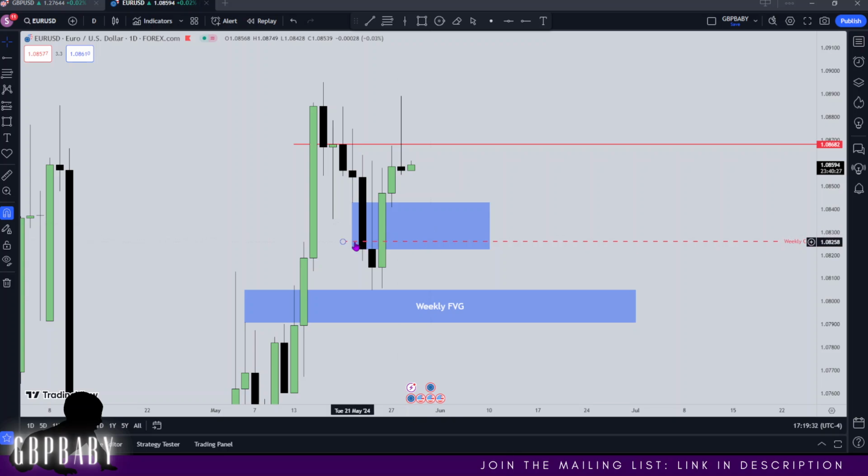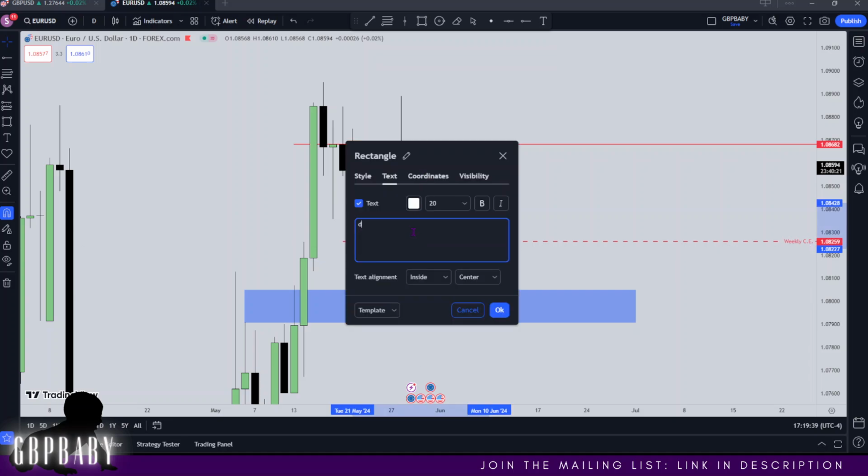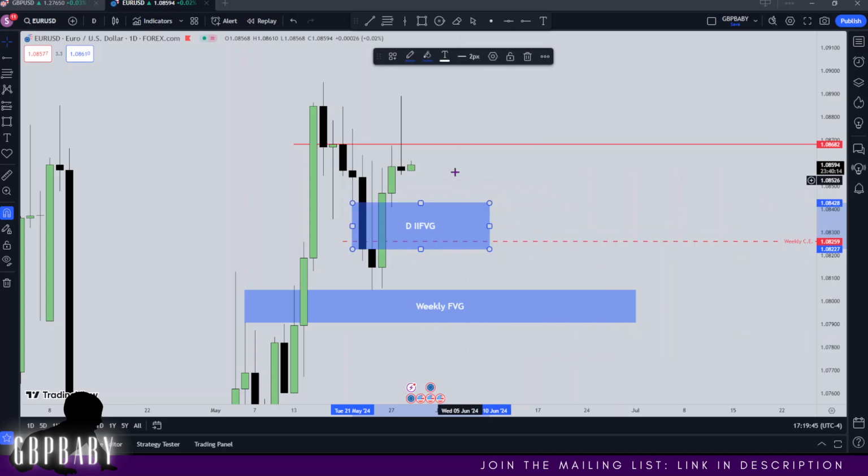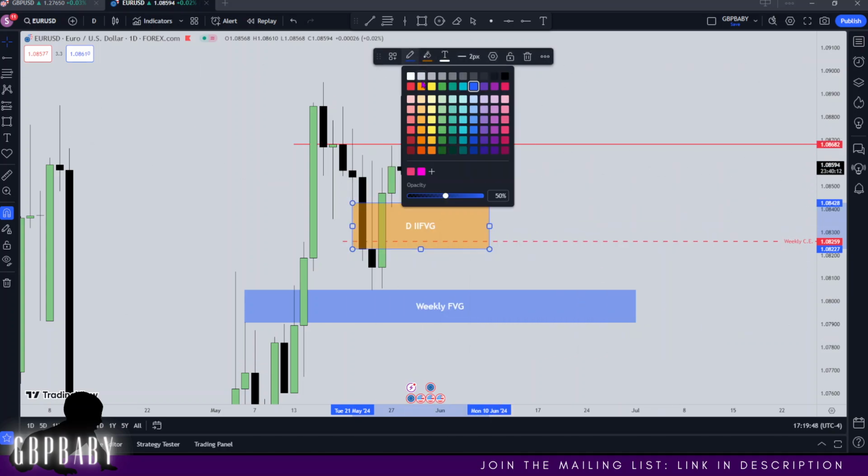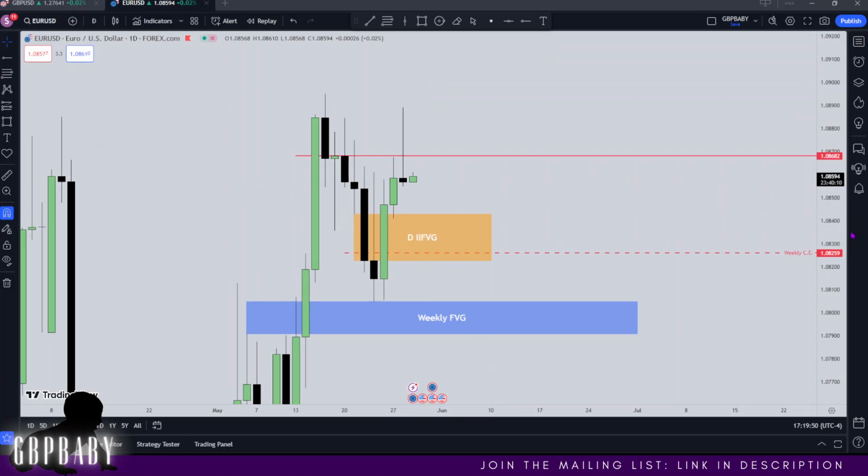And how convenient is it that this consequent encroachment lines up with the bullish order block open? So I am going to be watching this very closely. I am going to put daily implied inversion fair value gap. If you don't know what that means, join the mailing list. But I'm plugging this mailing list so hard, guys.